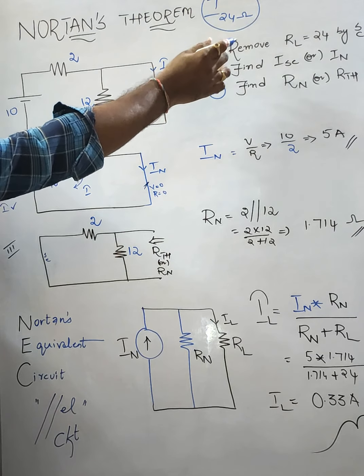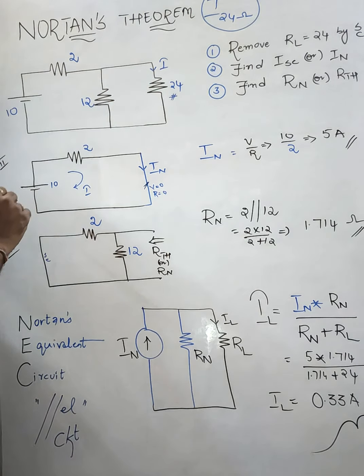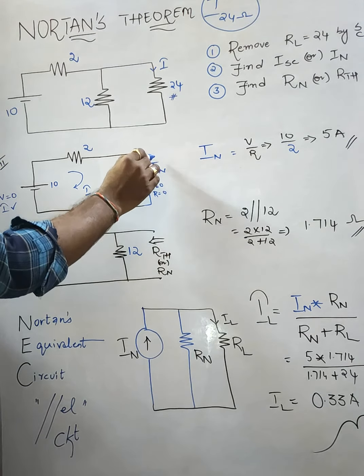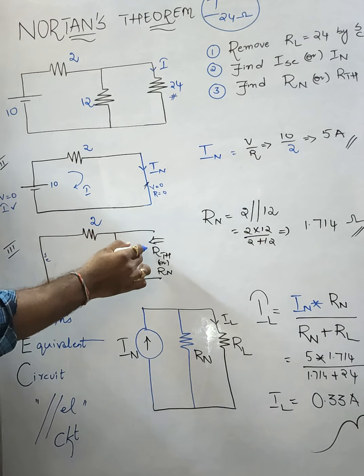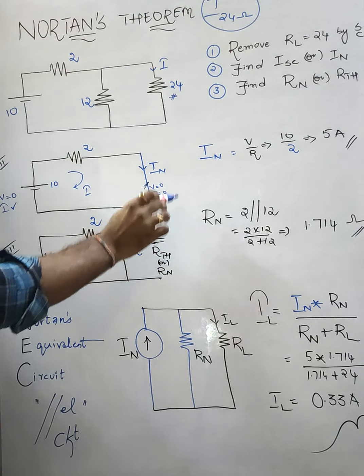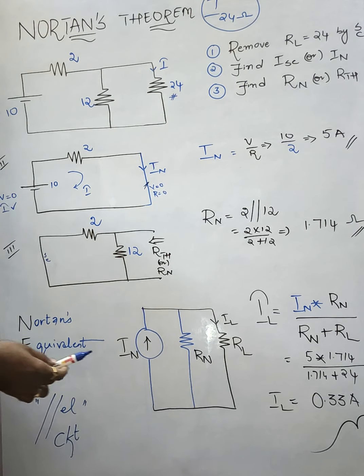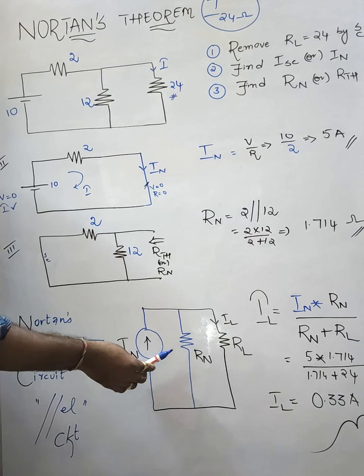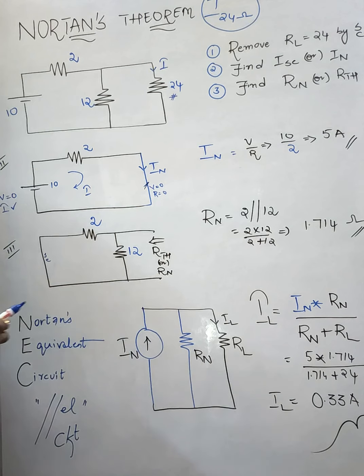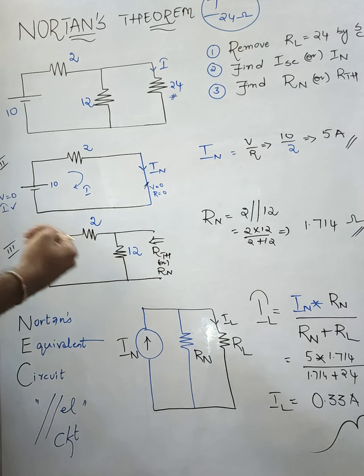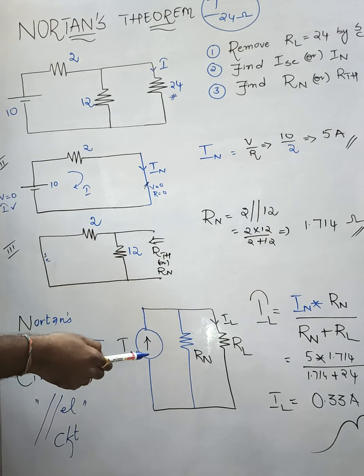So we have completed the three steps. Step 1, remove the load resistance by short circuiting. Step 2, find the Norton current. Step 3, find the Thevenin or Norton resistance. When I know all three, make one equivalent circuit, which is Norton's equivalent circuit. These are connected in parallel: the Norton current in parallel with the Norton resistance and the load resistance I removed.